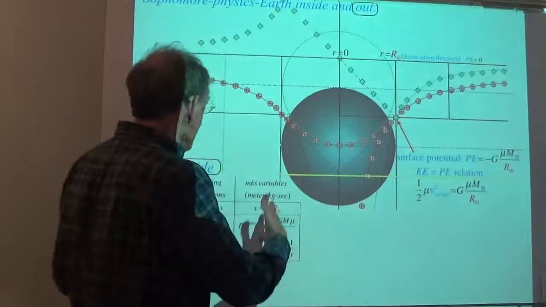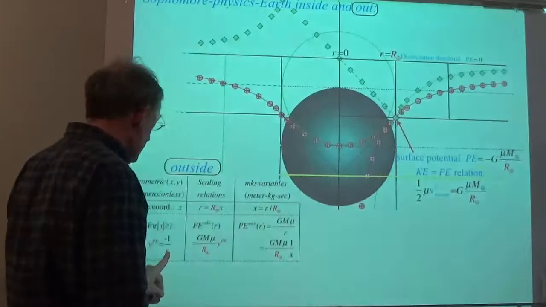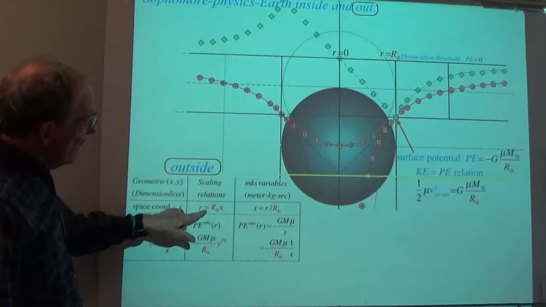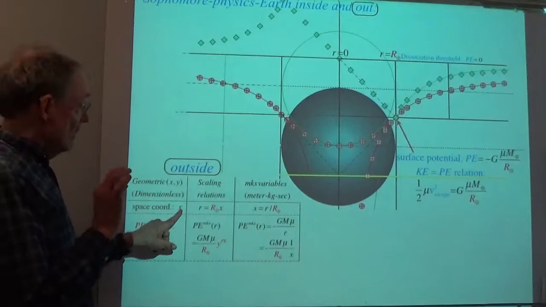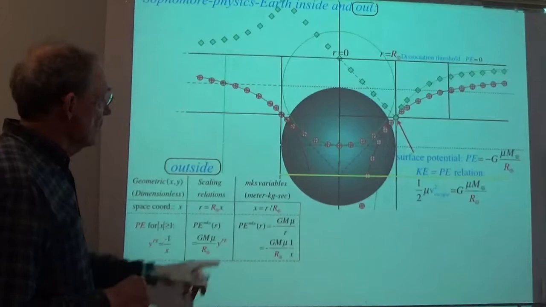This is the geometrical part. This is the part where I say, use 1 over x, minus 1 over x for that, minus 1 over x squared for that, okay? That is the outside part of the thing, using the space coordinate. And then you rescale that. The x is the geometrical, unitless variable. Here is the actual thing. And that means that x is this radius divided by the radius of the Earth. That's the dimensionless thing again.